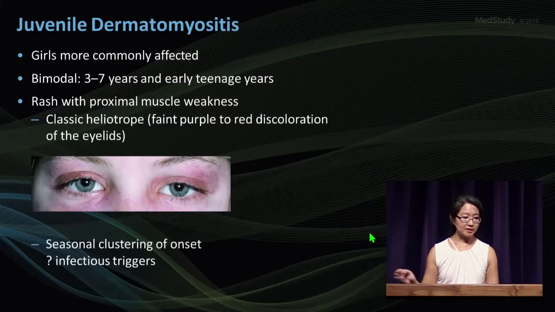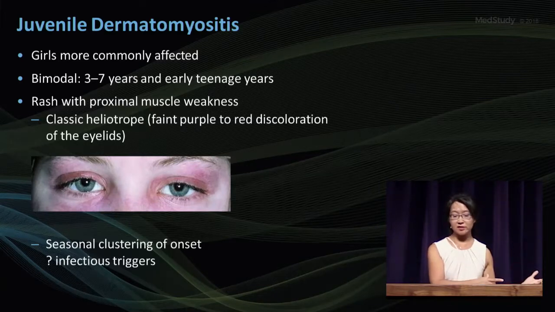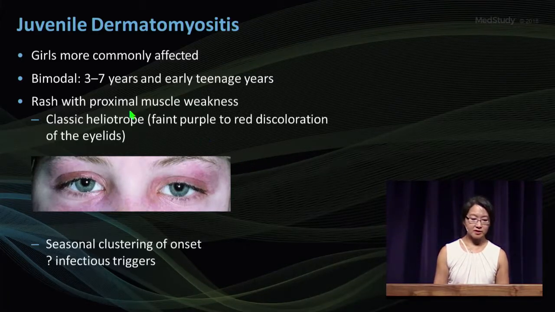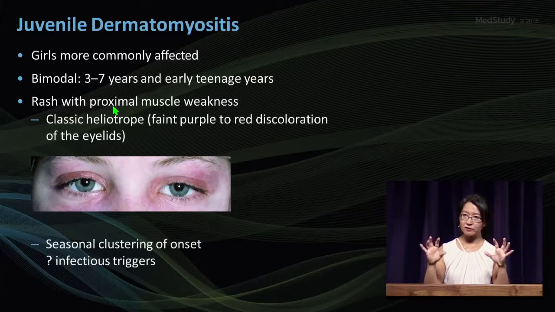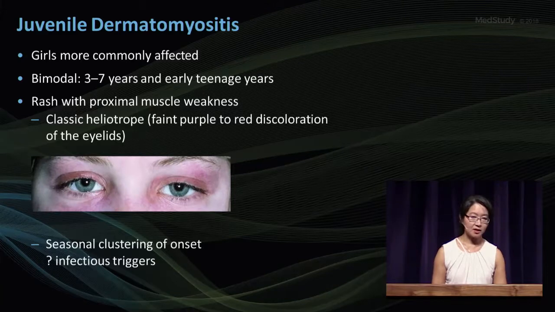Juvenile dermatomyositis. Girls are more commonly affected. There's a bimodal distribution. It's very interesting. You can have it in younger years, 3 to 7 years old, or in the teenage years. Now, the rash is associated with proximal muscle weakness. It's not distal muscle, so the fingers are fine. It's the proximal muscles, like the shoulders, the hips. Patients will have difficulties climbing stairs.